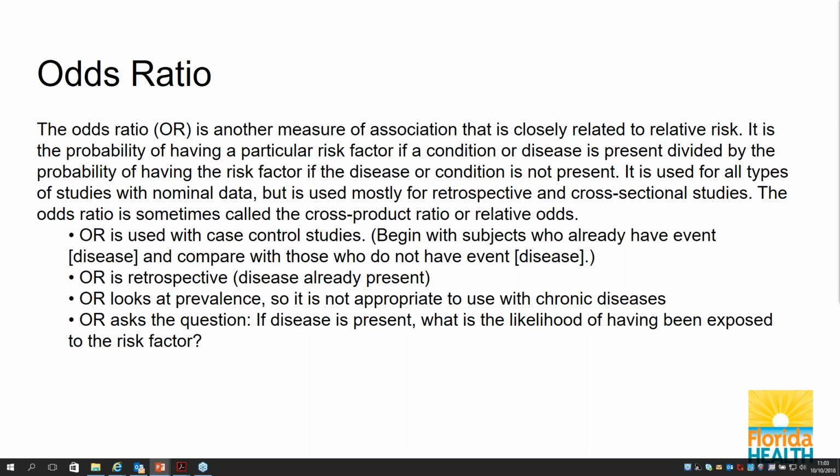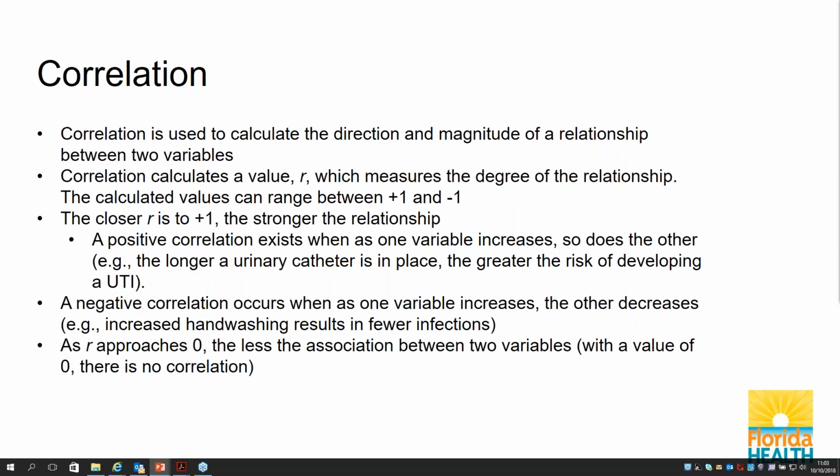So the odds ratio is sometimes called the cross product ratio or the relative odds. The odds ratio is used with case control studies, which begin with subjects who already have the disease and compare with those who do not have the disease. The odds ratio is retrospective. The disease is already present, and it looks at prevalence. So it's not really appropriate to use with chronic diseases. And it also asks the question, if the disease is present, what is the likelihood of having been exposed to the risk factor?